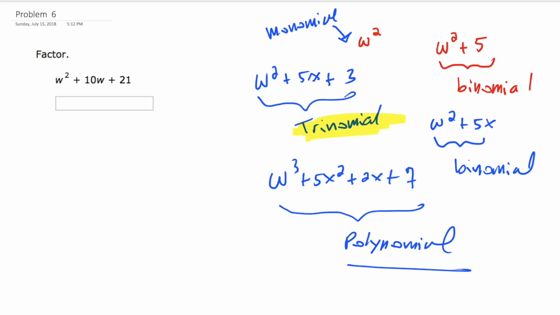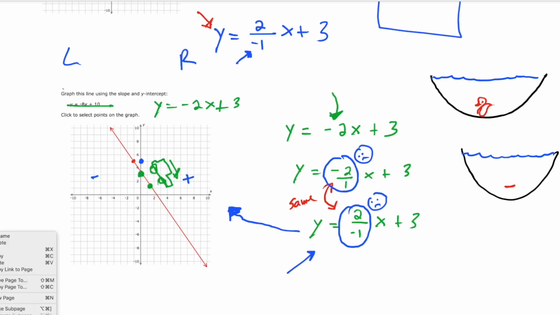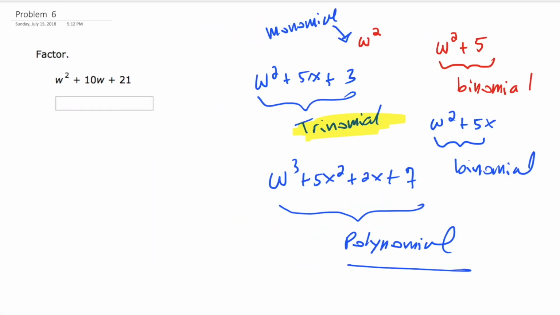Do you think this is an easy problem or a hard problem? Why is this an easy problem? There's two types of factorings of trinomials, and you need to know which one is going to make you cry. It is not going to be this one. This one is going to make you happy, because there is an invisible one right there.